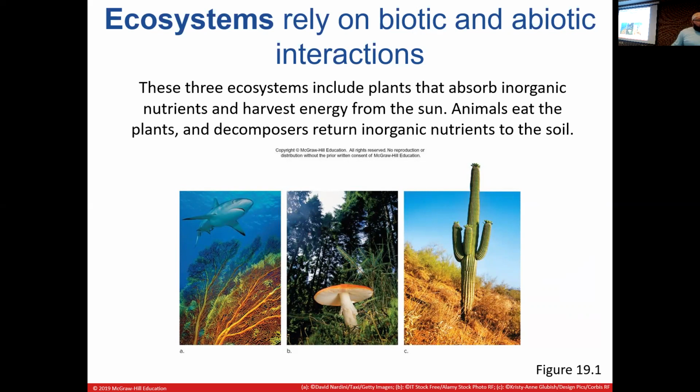So these three ecosystems below here include plants that absorb inorganic nutrients, things that are coming out of the soil or coming out of the sand and the water here, as well as harvesting energy from the sun. So for instance, you've got all these different plants here, the saguaro cactus, some aquatic vegetation, that sort of stuff. Obviously, you have an animal that will eat that plant, as well as decomposers that are going to return inorganic nutrients back to the soil. Everything is connected, everything has its place, but it's not necessarily manufactured that way. It's just that all these things have evolved to fit a very specific place and time. And so as you change things, it makes it a little bit more complicated. It can get very interesting very quickly.